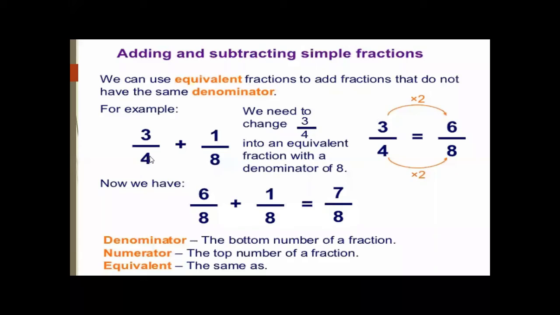So I have to convert this. How can I convert? By taking 2 and multiplying 4 with 2. 4 2s are 8. So if I have taken 2 in the denominator, I must take 2 in the numerator also. 3 2s are 6, and so we will add them. It's very easy because our denominators have become the same. So 6 plus 1 is 7, and the denominator is written once.